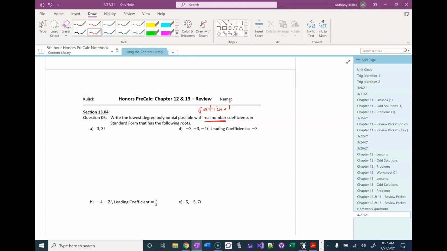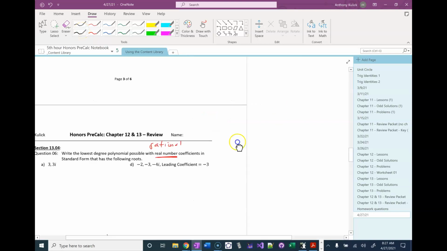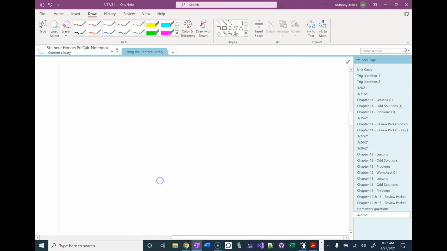Chapter 13, homework number 50. Okay. This is one that I would just do by using factoring methods. I wouldn't do any synthetic divisions. You wouldn't be wrong to do that.